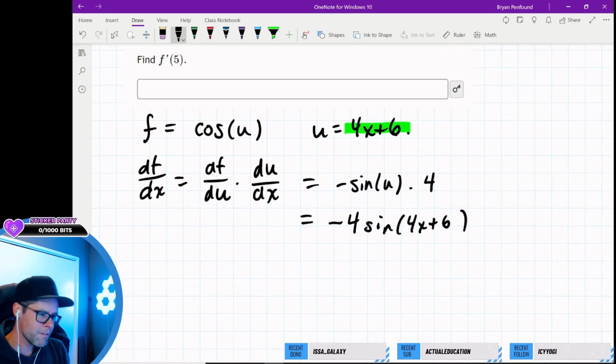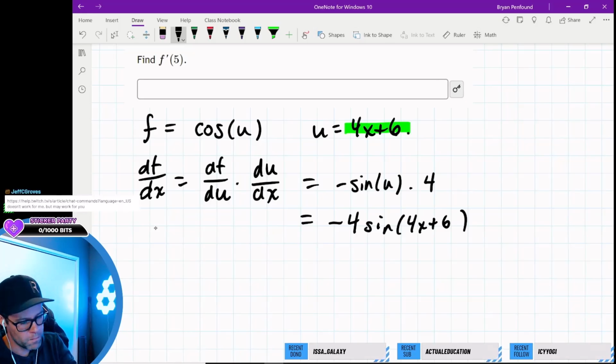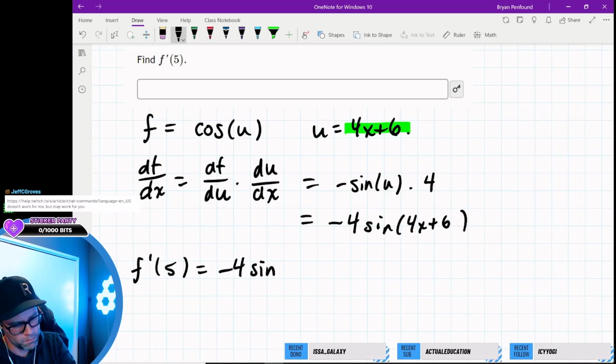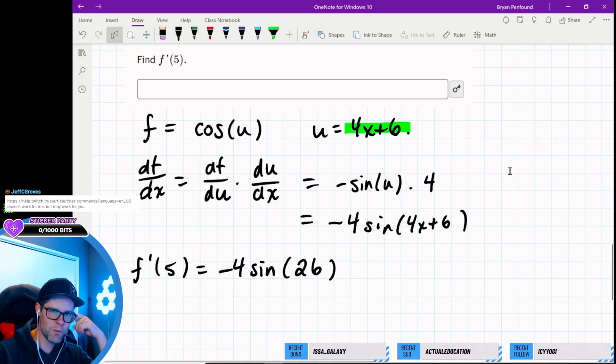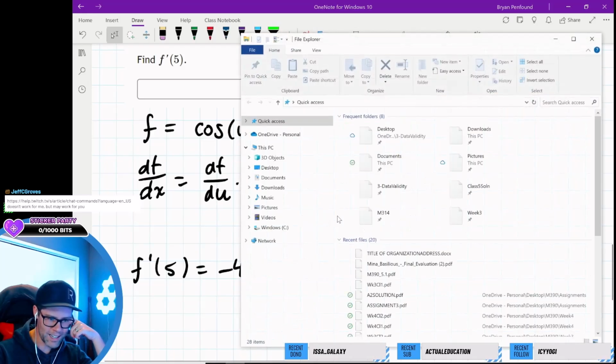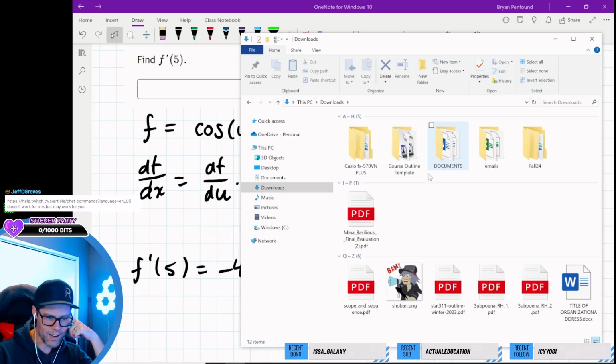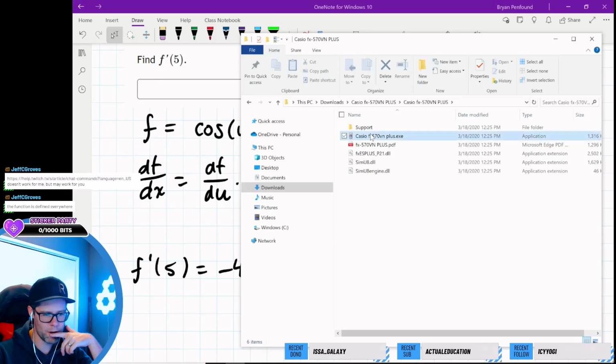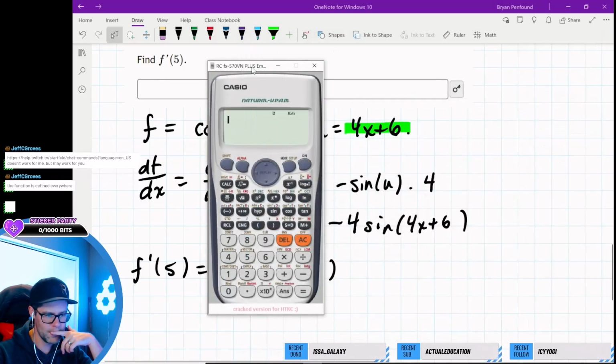And they want us to find f prime at 5. Is that defined? F prime at 5? Negative 4 sine of 26? Can we even do that? DNE? Does not exist? What's happening here? Why are they giving us some crazy gigantic number to throw into the sine function? That doesn't make any sense.